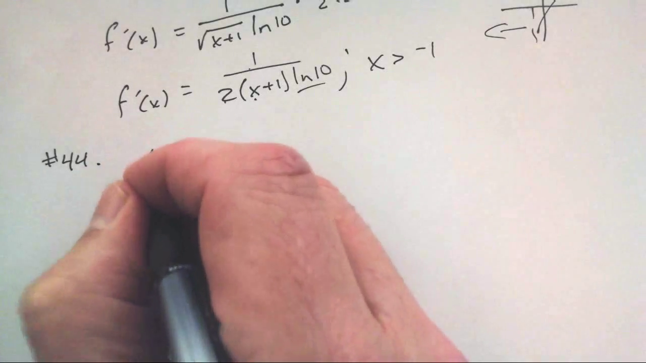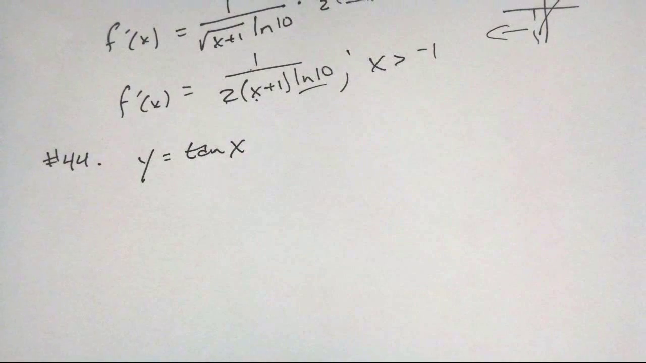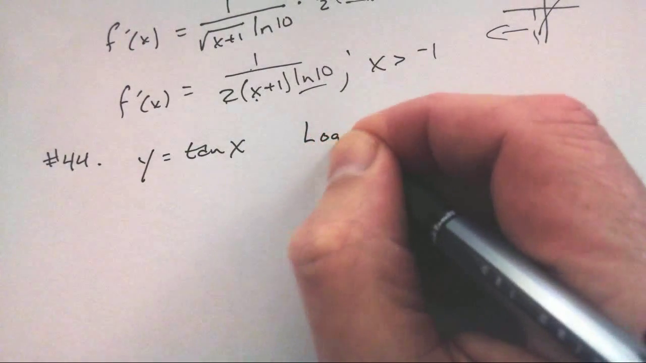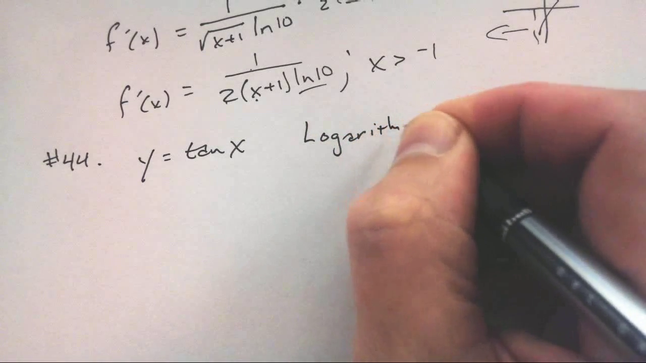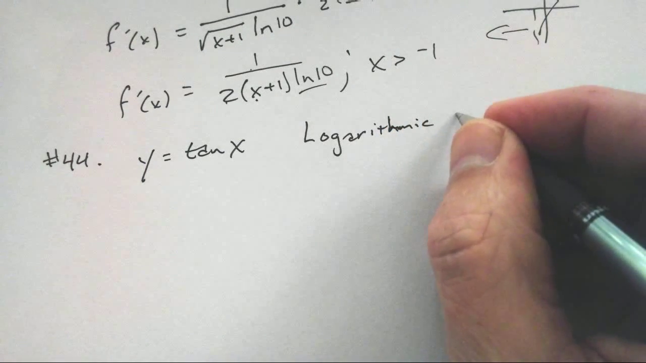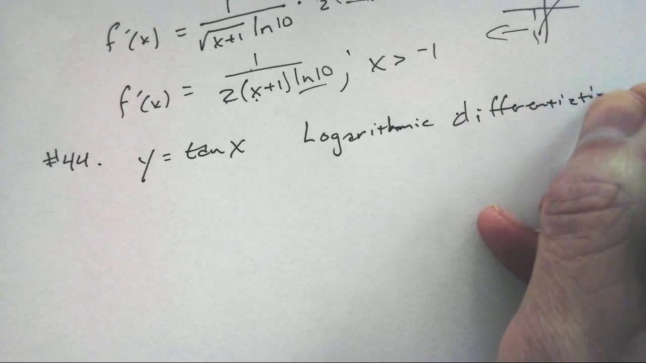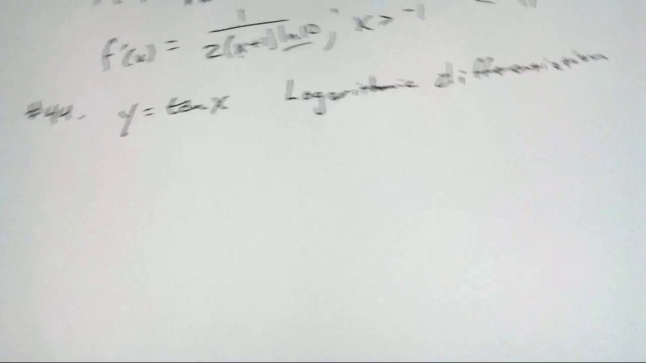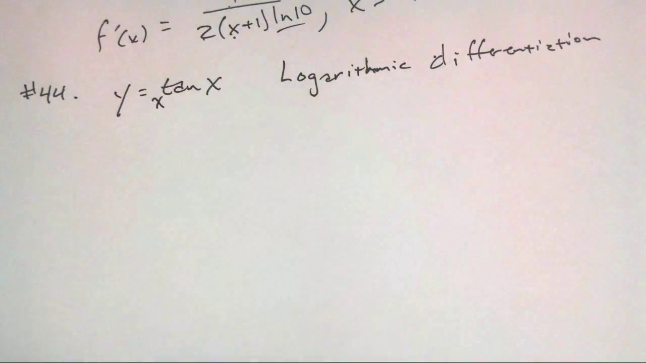Here we have y equals tangent of x. And this is cool. We're going to use the technique of logarithmic differentiation. And sometimes this is just an exercise, and other times it's really, really useful. This is not just tangent of x, however. This is x to the tangent of x. Otherwise, there's no way we'd be using logarithmic differentiation.